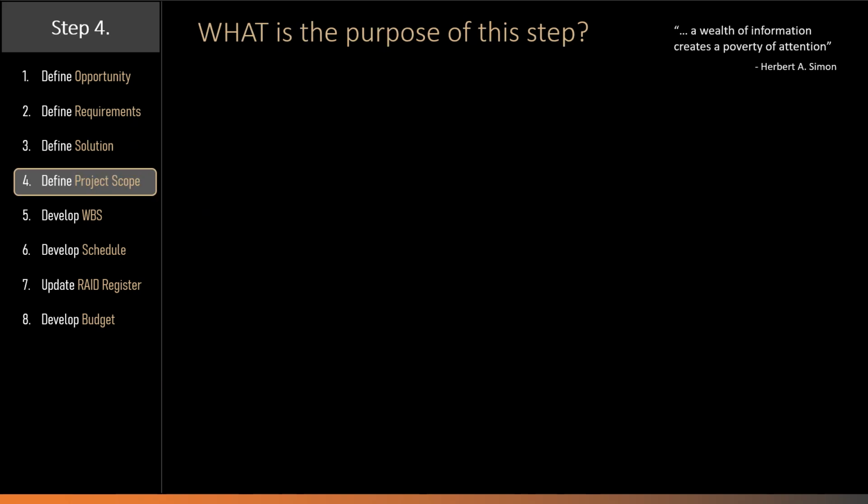As a result of completing the first three steps of the project planning stage, we now have a lot of information about project opportunities, stakeholder requirements, as well as possible solutions to address the opportunity and the requirements. As the saying goes, an abundance of information creates a poverty of attention. To ensure that stakeholders and the project team share the same expectations, this information must be summarized into its essence. This is done by creating the project scope statement.